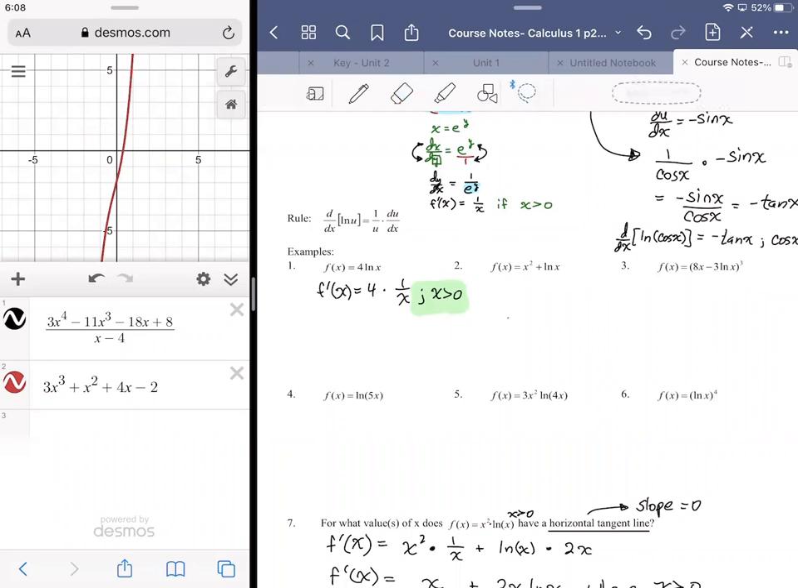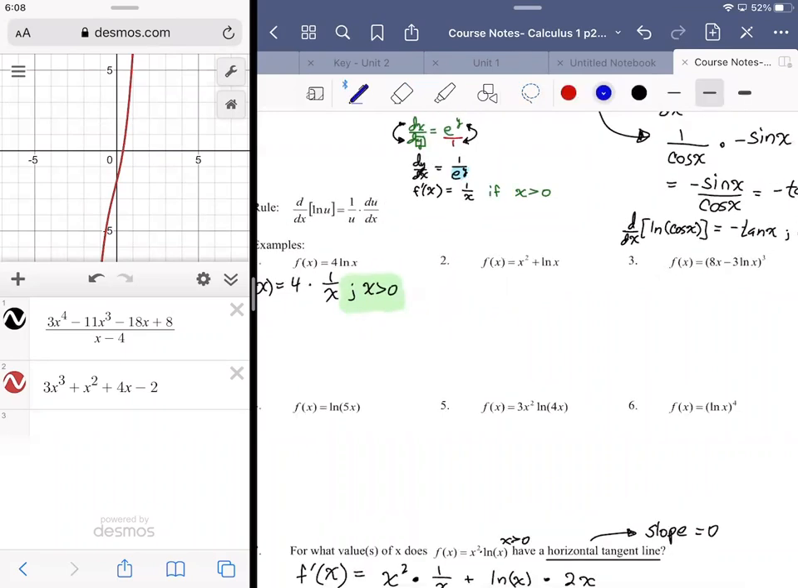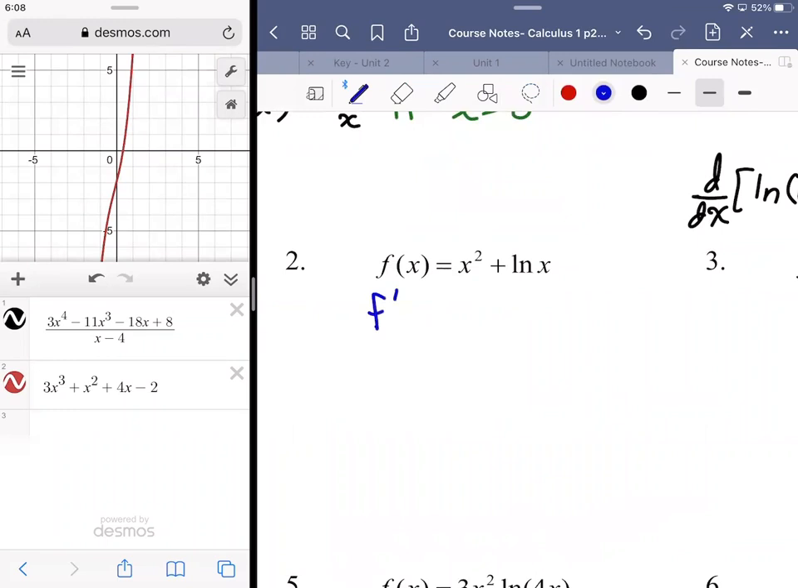Anyway, so for number 2, it says we're finding the derivative of x squared plus the natural log of x. All right, so this is rule based. The first part is power rule. So x squared just becomes a 2x. Multiply power by coefficient, reduce the power by 1.